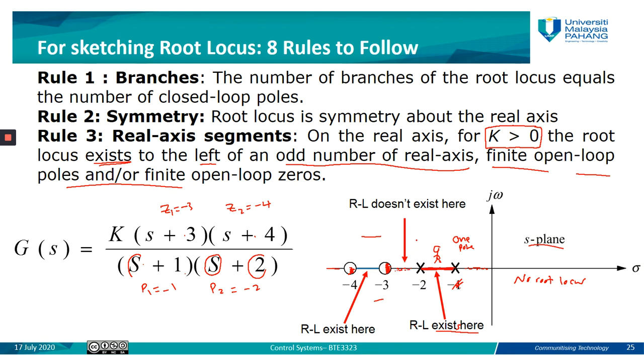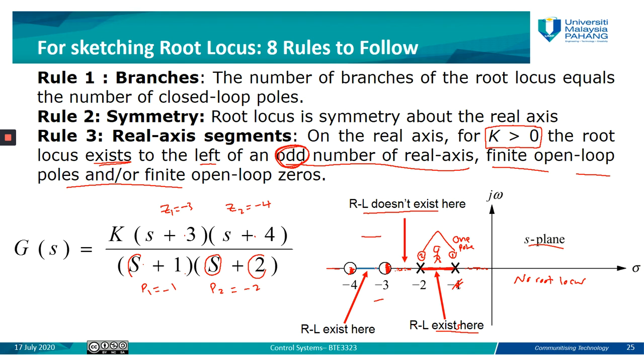in this area, I will be on the left of how many poles or zeros? Here I will be on the left of two poles. This is one, this is two, correct? So I have two poles here. In this area, I am on the left of two poles. Two is not an odd number, it is an even number, so there is no root locus.